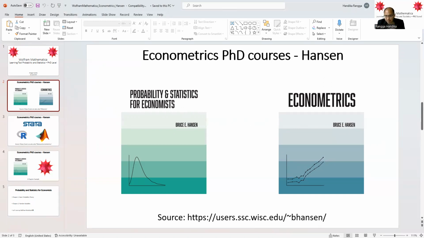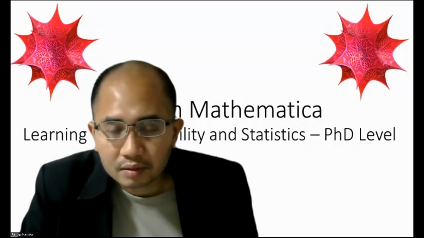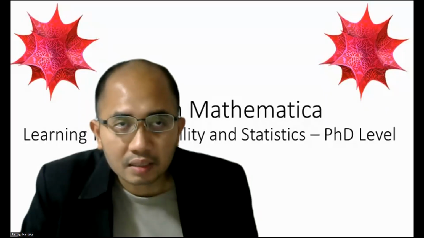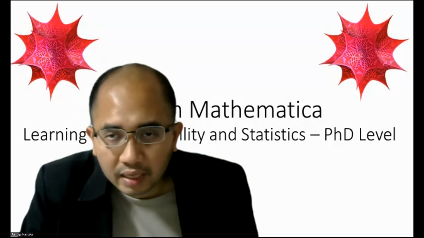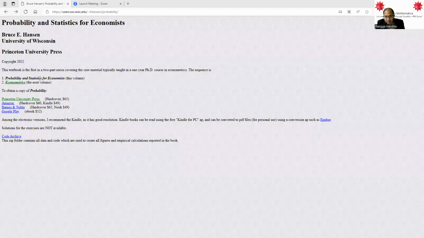So let's go to the website. So you can see the website here. Okay, you can see again, there are two books. Probability and Statistics for Economics is the first one. So this is the book. You can have a look here.